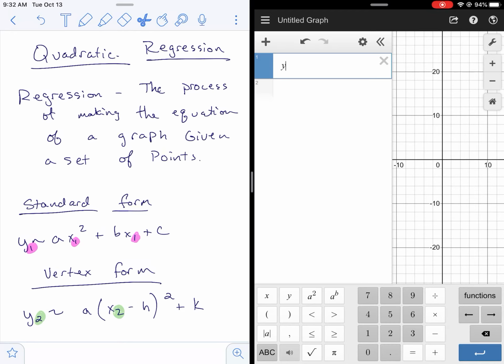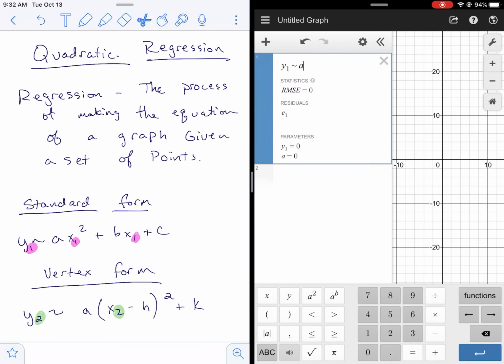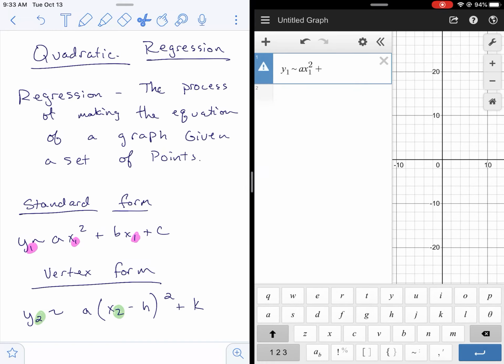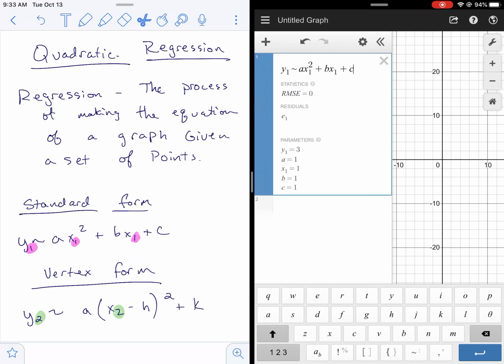So y1. Now, that tilde instead of an equal sign, that's underneath the ABC. So you hit ABC and then down here on the bottom, y1 equals a. Then you go back to the home screen, x1. It'll do the subscript. It'll do that when you just say x1 squared plus, now you've got to go find the b, plus b x1. If you don't have the ones in, this whole thing doesn't work, okay? Plus c.